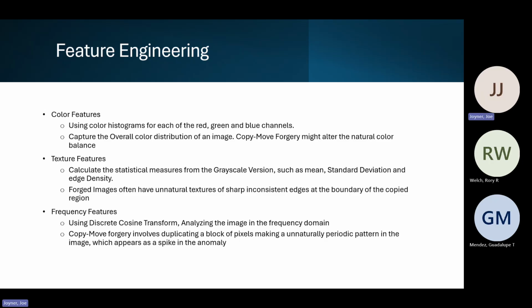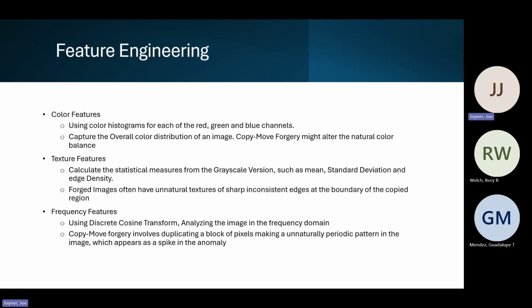With texture features, we calculate statistical measures from a grayscale version, such as mean, standard deviation, and edge density. Forged images tend to have an unnatural or sharp, inconsistent edge around the copied region.